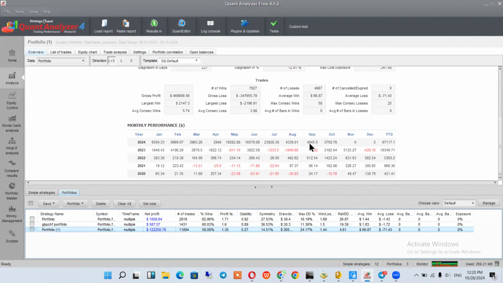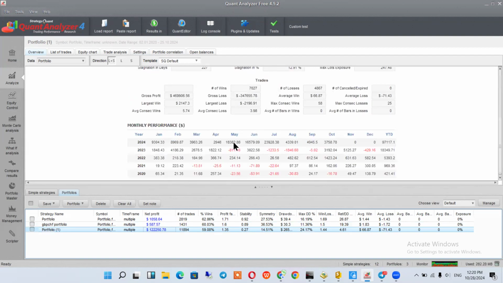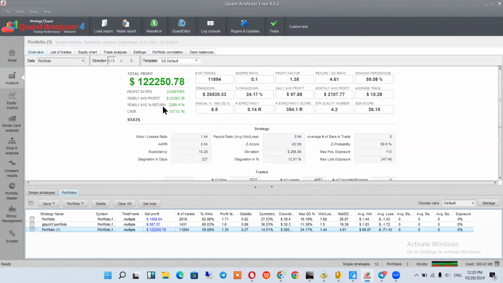And you can see the data here. It's telling me that May could have been the most losing month, but because this is a percentage-based system, the profit for May in 2024 has covered all the losing months and everything like that. Because that's percentage, that's not fixed, that's percentage.